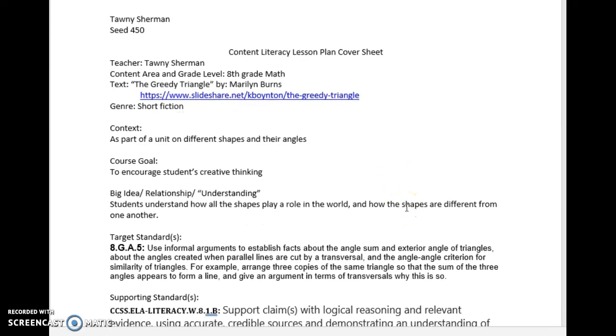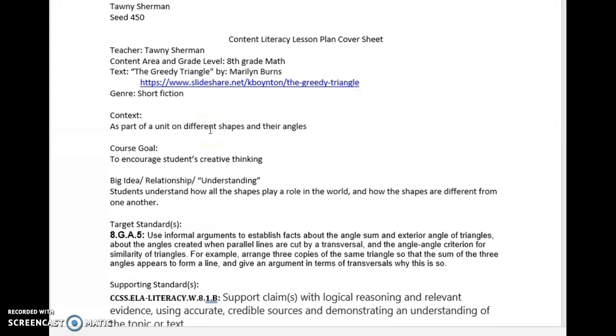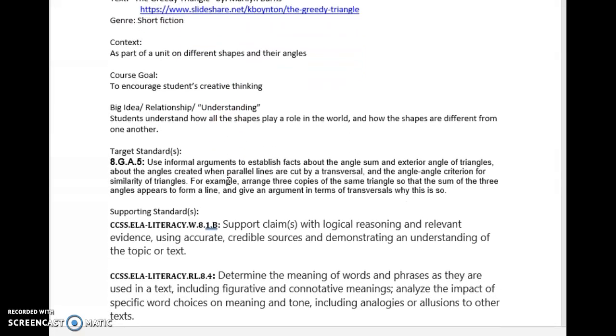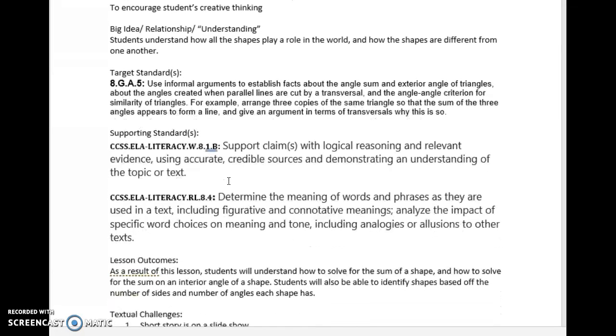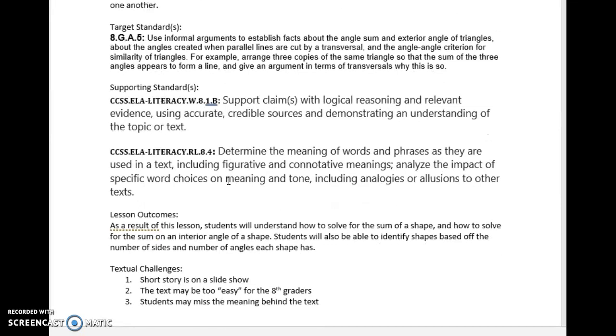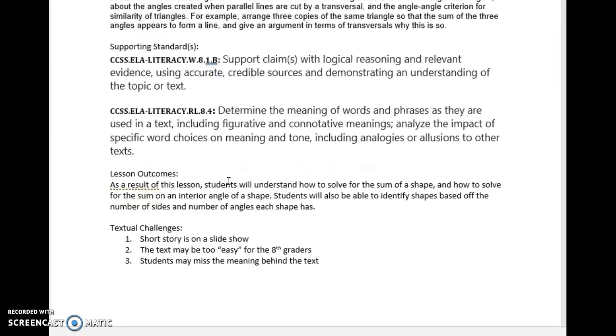Hi, okay, so this is about my lesson. So again, I am going to be with the 8th grade math, that area, and we are going to read about The Greedy Triangle. It's just kind of dealing with polygons and shapes. It's a short fiction. Basically, I'm trying to encourage students' creative thinking. That's my course goal, and I want students to learn about how polygons differ based on their sides and their angles, essentially.